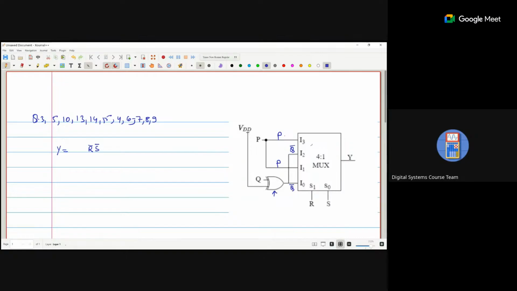Which particular line will be selected? I0 will be selected, so that is Q bar. Plus when we apply 0, 1, so R bar S, I1 is selected and I1 is P. Plus when 1, 0, that is R S bar, Q bar is selected, and when R S, P is selected. Okay, now I am going to create a K-map.